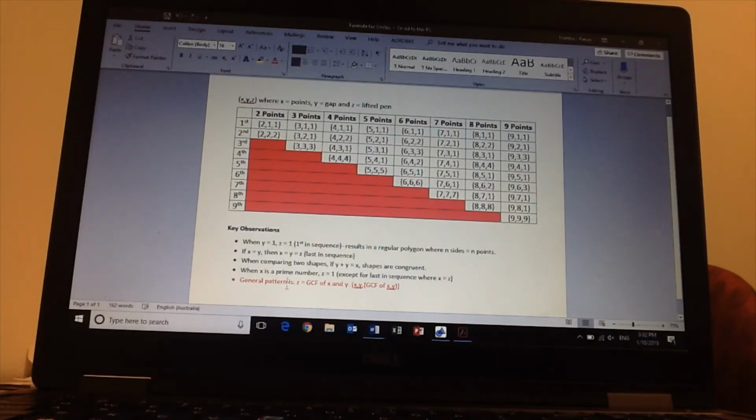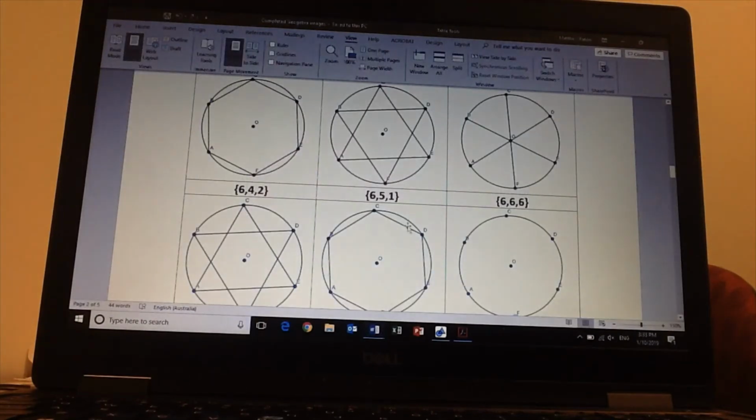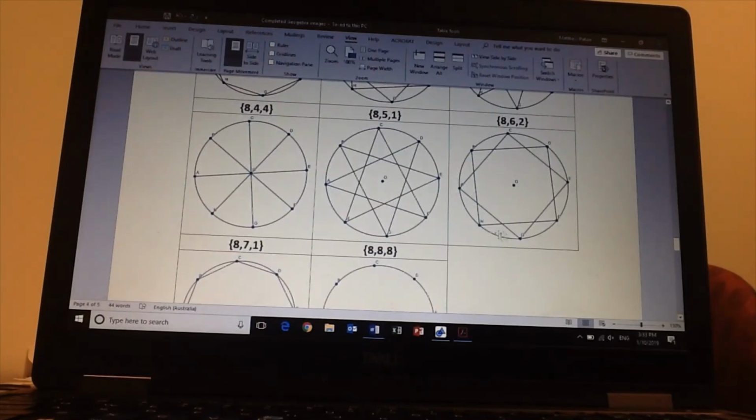which leads us into the overall generalization I found. To find your z, the amount of times lifted off the paper, what you need to do is find the greatest common factor of your x and your y. So your z will be the greatest common factor of x and y. As an example, I'm going to look at the arrangement of 8, 6, 2. I'll find that as an image. That would be this image here, 8, 6, 2.